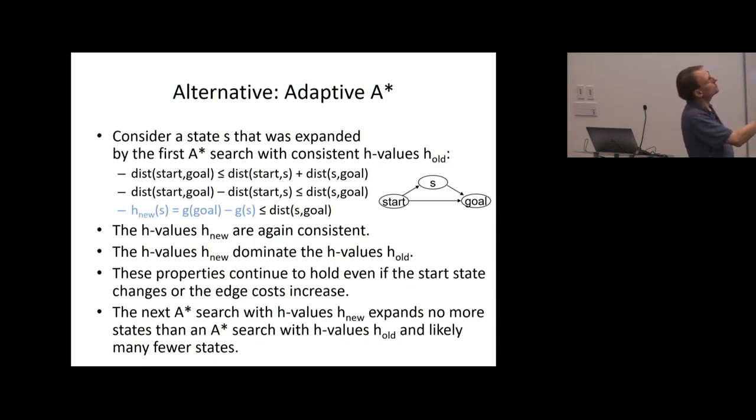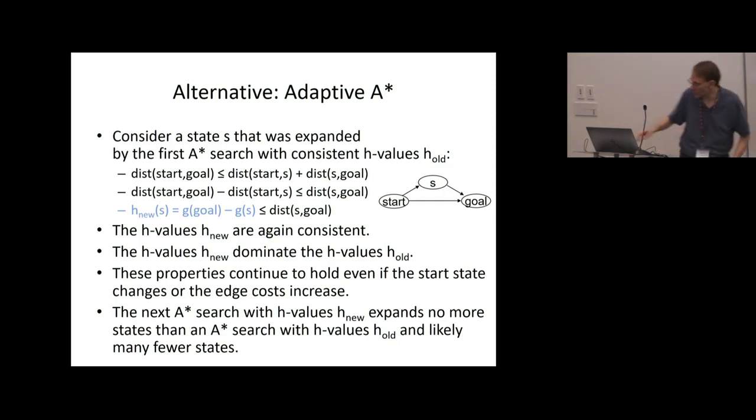Now I can just subtract this term here, bring it to the other side, and now let's look at this difference here. This difference is less than or equal to the distance from the state to the goal. And remember that that means that this one here is an admissible heuristic. It doesn't overestimate the goal distance, so I can use that as a heuristic. And it turns out it's also consistent. And I have all of these terms available because after the first search, the distance from the start to the goal is just the g value of the goal, and the distance from the start to S is just the g value of S. So for every expanded state, I can calculate new heuristic values just like this.